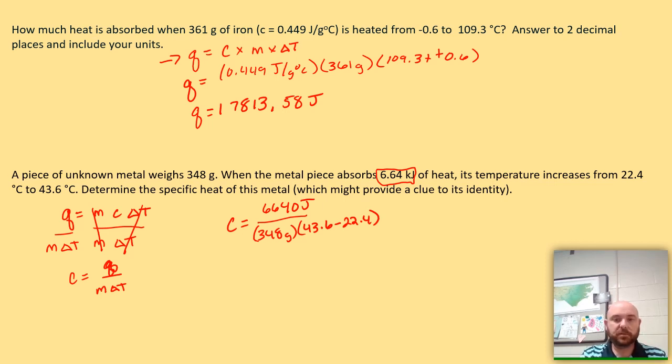And so if I now punch that expression into my calculator, 6,640 divided by 348 times 43.6 minus 22.4, close those parentheses. Looks like the result is 0.9000.